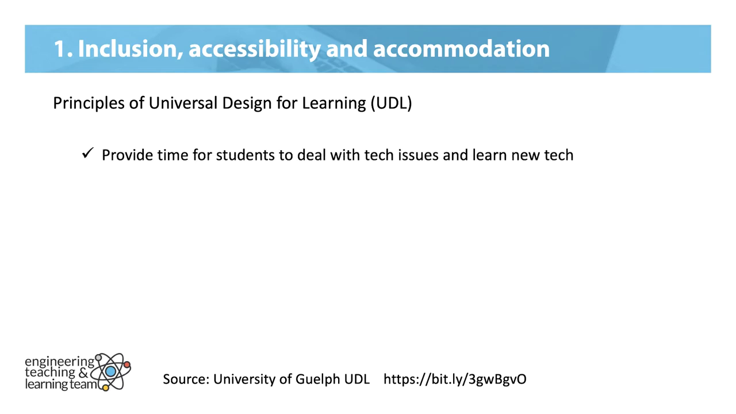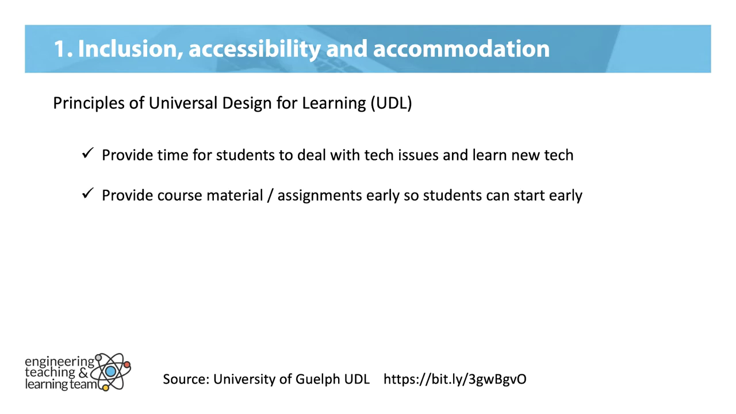So this idea of providing time for students to deal with tech issues and learn new tech. You have to do that for yourself as the instructor. I think a good strategy is also to do that with students. Secondly, providing the course materials and the assignments as early as possible so students can start early. So if you find yourself in the summer right now thinking about your fall term course, the time to start to work on it is now so that you can get some of this stuff done and up on OnCue as quickly as possible.